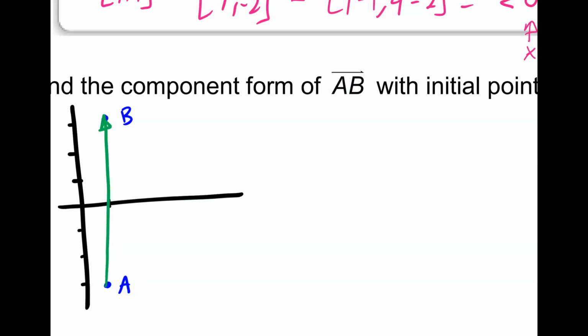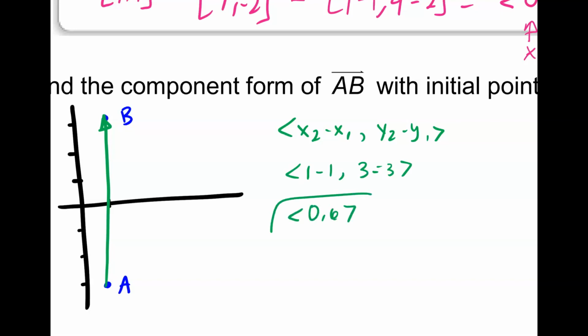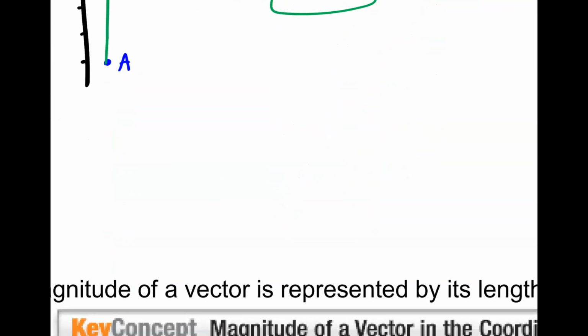So what I would like to know is the component form of this vector. So you can see it's all vertical. So to find this, you do x2 minus x1, comma, y2 minus y1. So this is just going to be 1 minus 1, comma, 3 minus a negative 3. So our vector form is 0, comma, 6, which makes sense because it's 0 in the x and positive 6 in the y. We're going up 6 in the y.